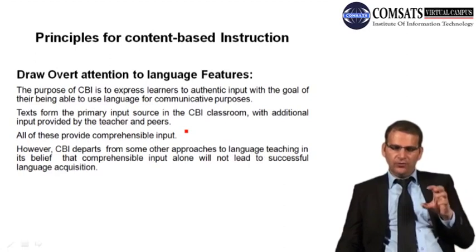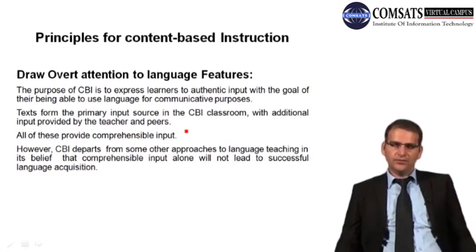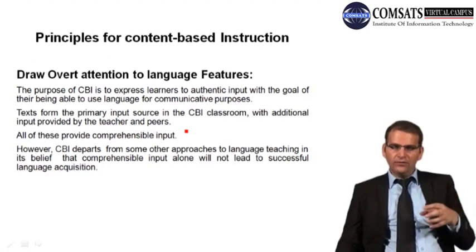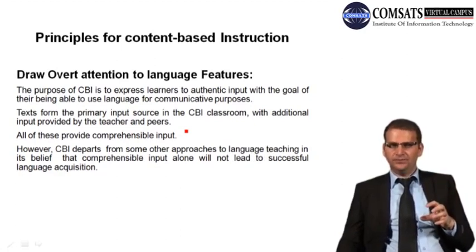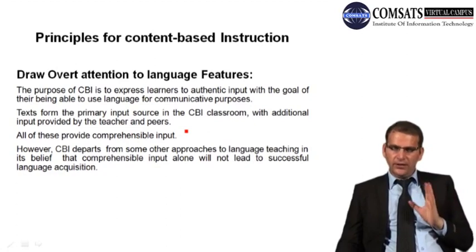And the text is the primary input source in the CBI classroom, with additional input provided by the teacher and peers. Overt attention, in fact. Then all of these provide what? Comprehensible input, like we talked about initially. CBI departs from this, right? CBI departs from some other approaches to language teaching in its belief that comprehensible input alone will not lead to successful language acquisition, right? Here CBI in fact departs.